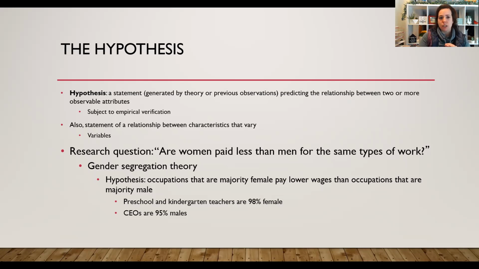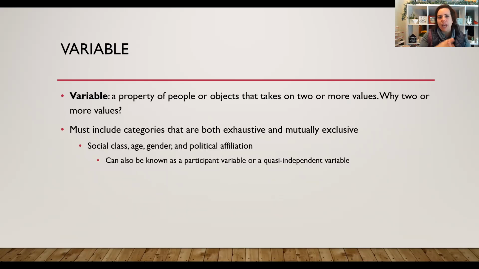So again, a hypothesis is a statement. It is a prediction. Okay, now what's a variable? Because the hypothesis is predicting a relationship between two or more variables. So what is a variable? It's a property of people or objects that takes on two or more values. So why is it two or more? Because if it's, are you a human, everyone is, so that's not going to be discerning. We need a multiple level variable so there can be categories for the sake of comparison.